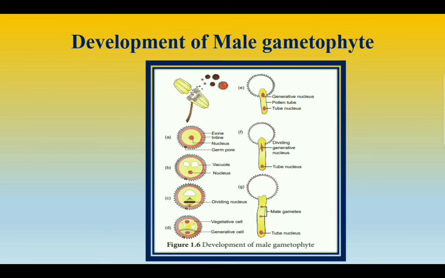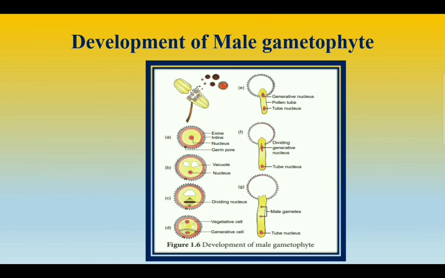Further, the growth of the male gametophyte occurs only if the pollen reaches the right stigma. So at the correct time the pollen should reach the stigma, only then will fertilization take place. The pollen on reaching the stigma absorbs moisture and swells. Then later on, the intine grows as a pollen tube through the germ pore. You have to keep this in mind.